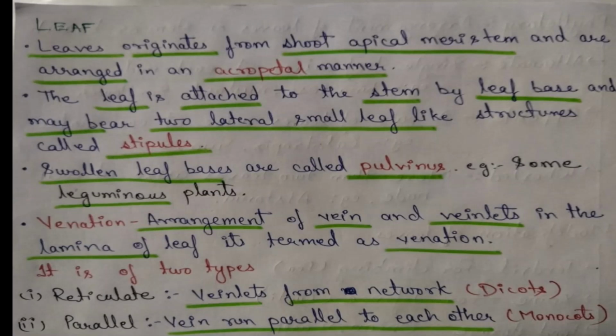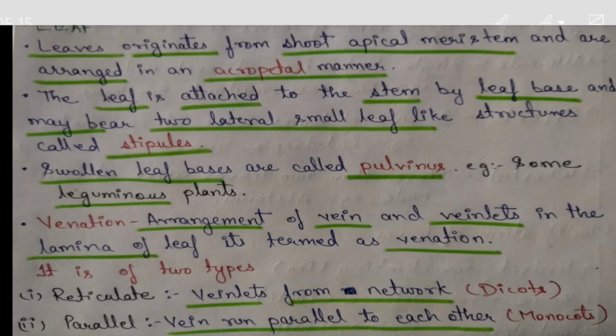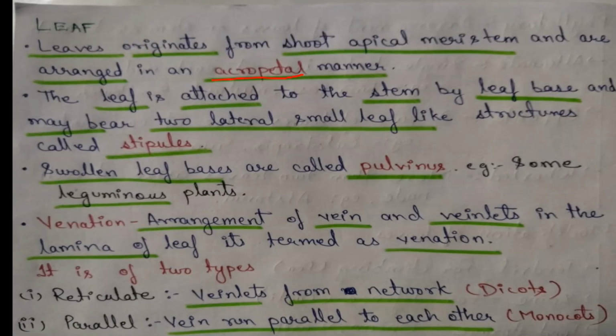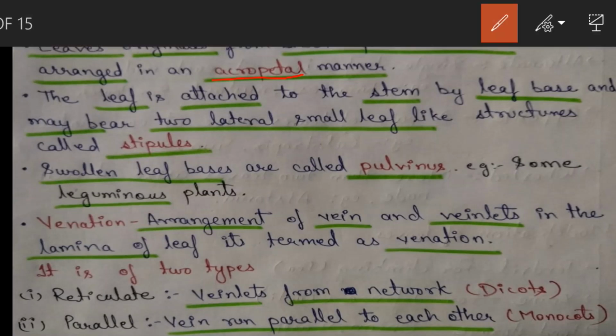Next we see leaf. Leaf originates from shoot apical meristem and is arranged in acropetal manner. Acropetal manner means new ones are at apex and old ones are at base. The leaf is attached to stem by leaf base and may bear two lateral small leaf-like structures known as stipules. Swollen leaf base is called pulvinus. It is very important, and it is seen in leguminous plants.